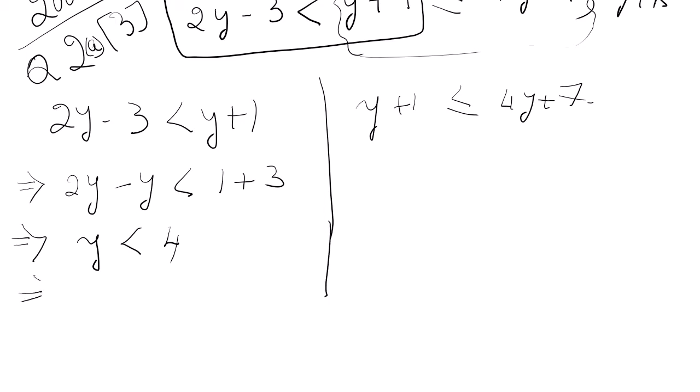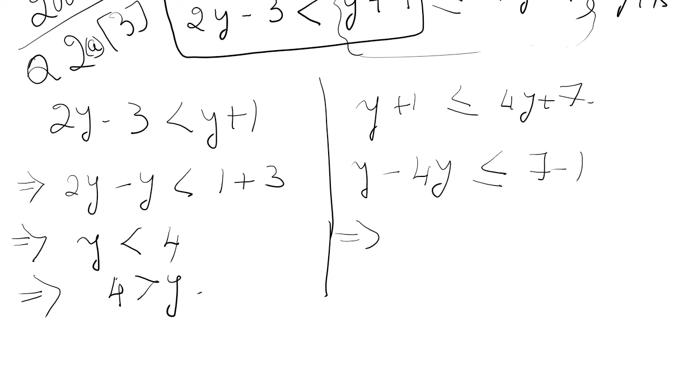Okay, this can be written as 4 is greater than y, or y is less than 4. Now come to this side. So this side you have y minus 4y is less than or equal to 7 minus 1. So this implies minus 3y is less than or equal to 6.